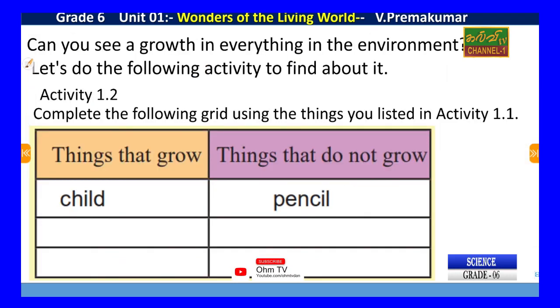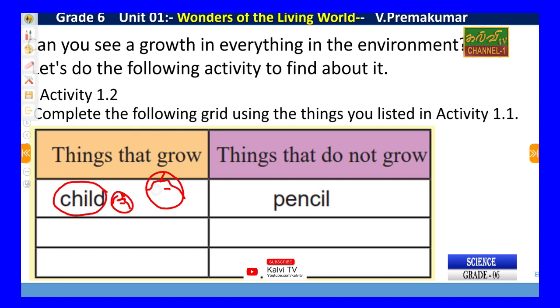Can you see growth in everything in the environment? Let's do the following activities, find out. Yes, we will see some things don't grow, some things do grow. For example, a child. Actually a child is going to develop, the small one is going to become a bigger one. So that is growth. Pencil, no; earlier the pencil is like this, later also the pencil is like this, not growth. Sometimes small plants, seeds grow little by little, become 2-3 leaves, after this a big tree.